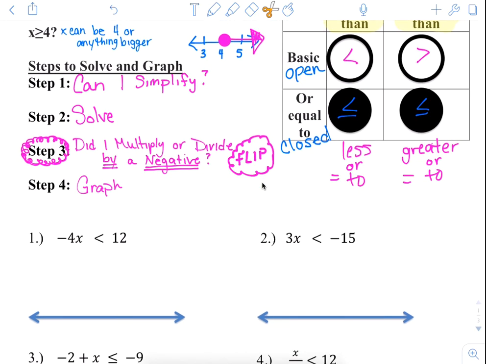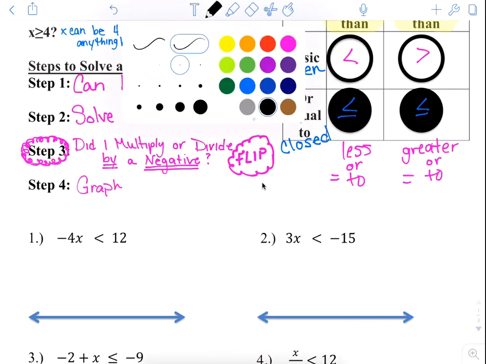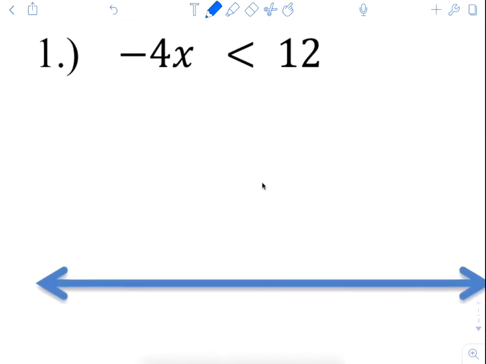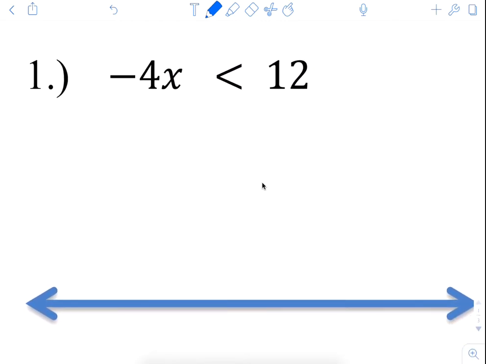All right, so let's go ahead and jump into one of these questions. Let's start with problem 1. On problem 1, first question, can I simplify? No. What do I need to do to solve? I need to cancel out that negative 4. Remember that negative 4 is multiplying, so we want to cancel it out using division.